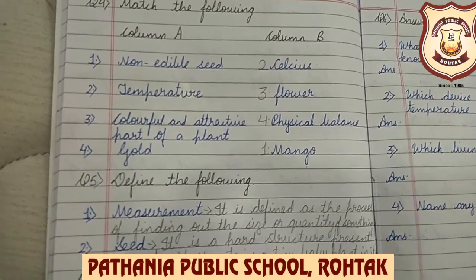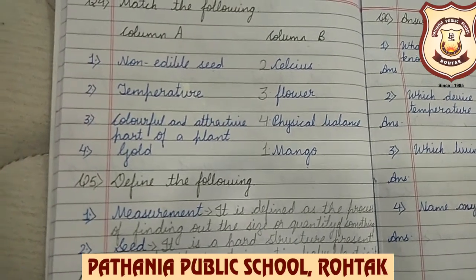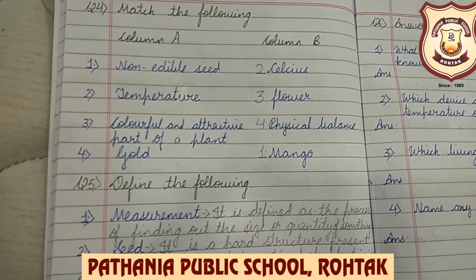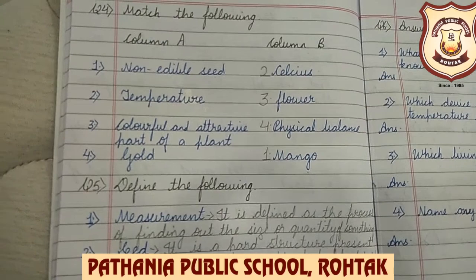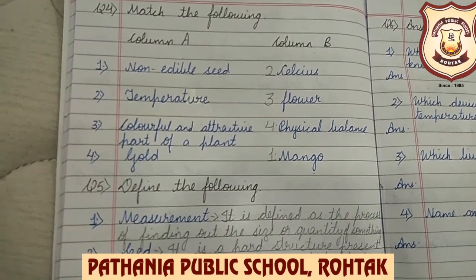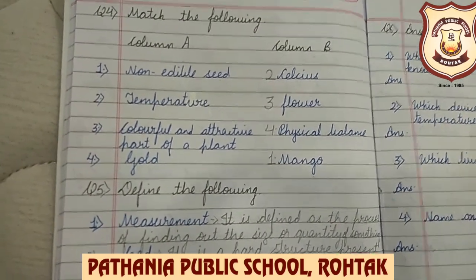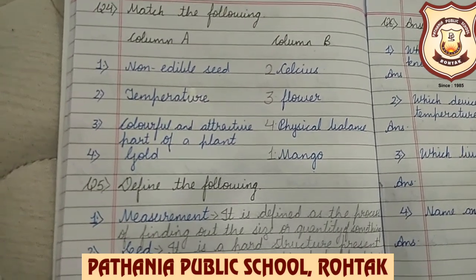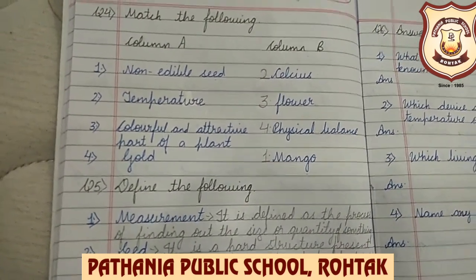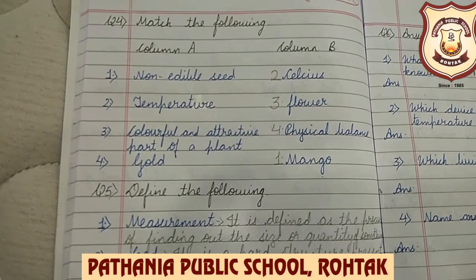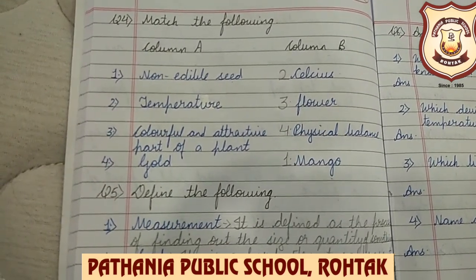And second is seed. So what is seed? Yes, it is a hard structure present in a fruit and it contains a tiny baby plant in it. Seed is a hard structure found inside a fruit, and inside the seed there is a baby plant.